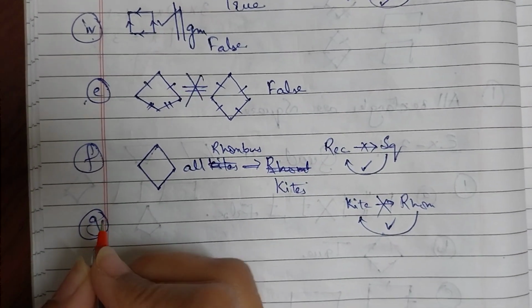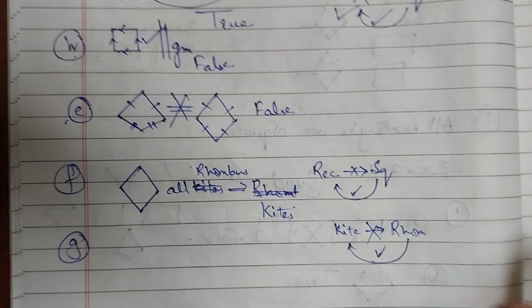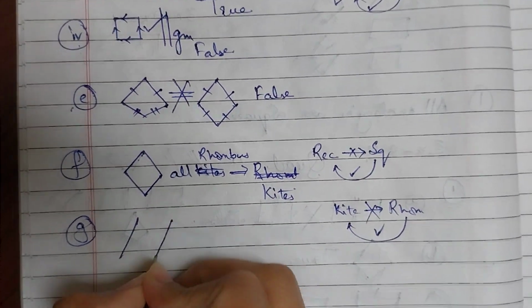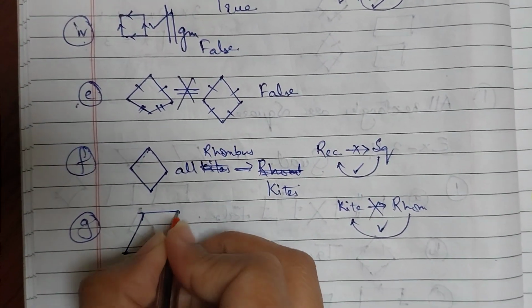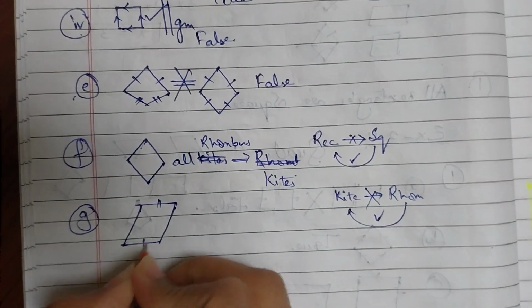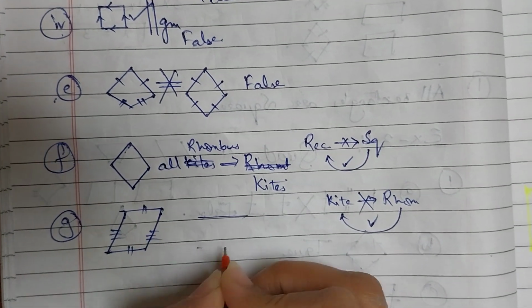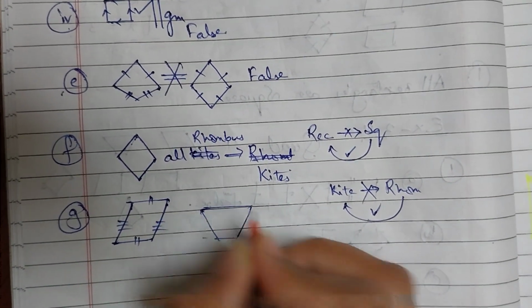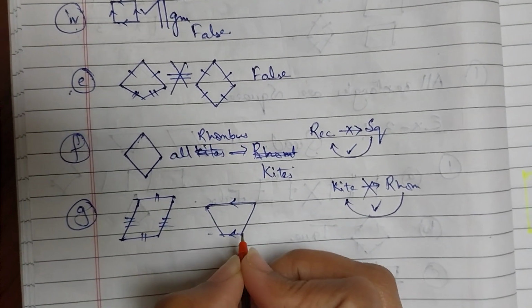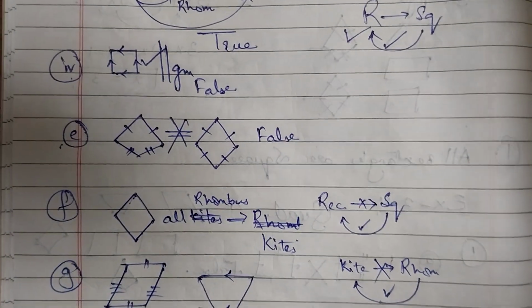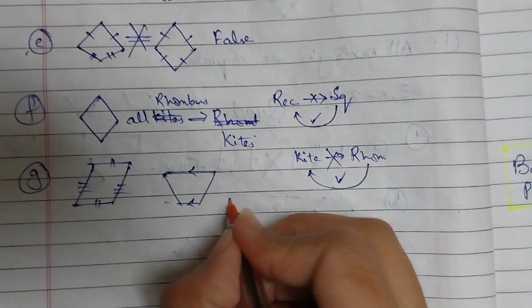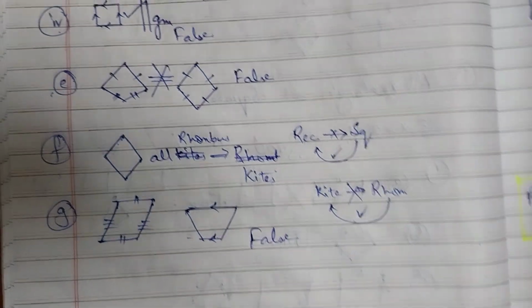G1 is all parallelograms are trapeziums. No. A parallelogram means two pairs of parallel sides it will have. This one is parallel to this one, and this one is parallel to this one. Whereas in a trapezium, you have only one parallel side, this one. So it is again going to be a false answer here.